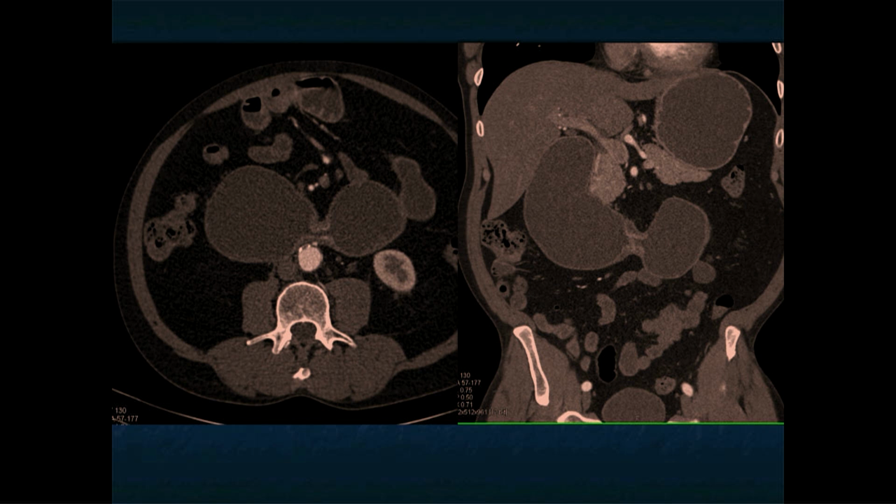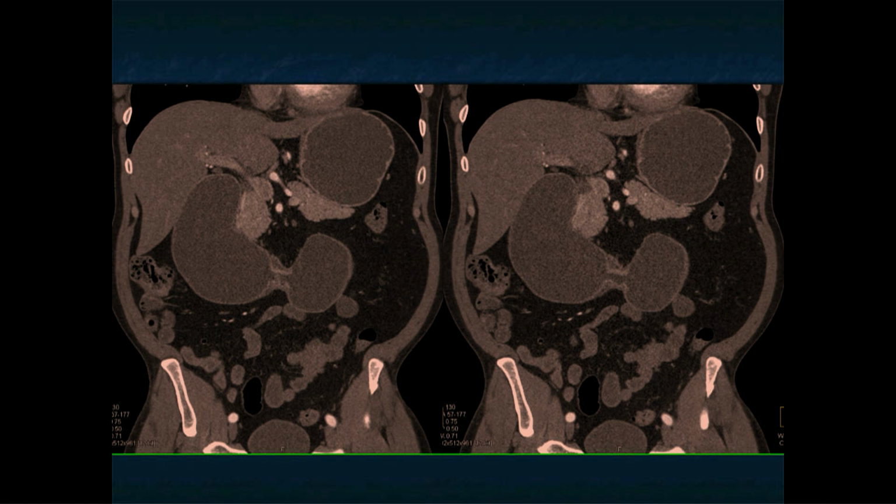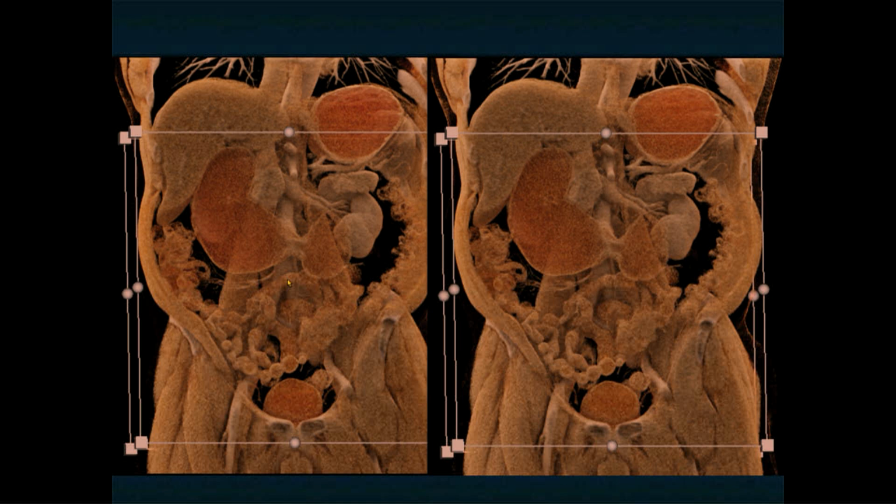It's only 1 to 2 centimeters. There's not much mass effect to it, but it's pretty impressive looking. This patient had endoscopy and biopsy, and this was Crohn's disease. So Crohn's disease can occur in the proximal bowel as well. We typically don't think about it, but it's something important to think of.